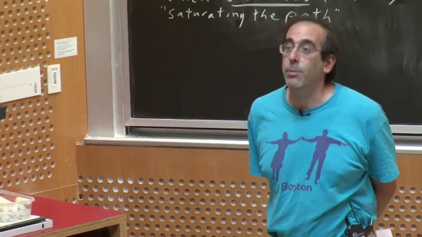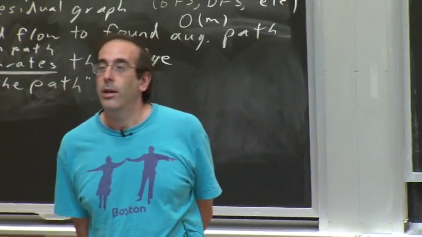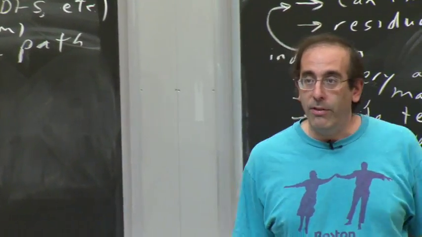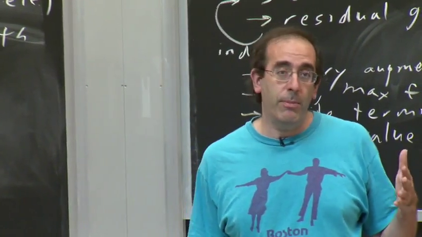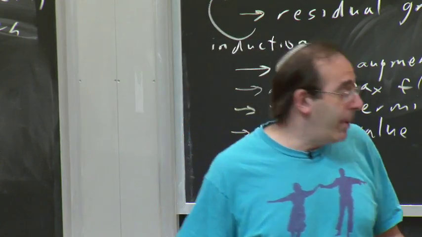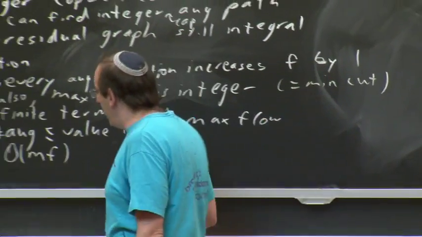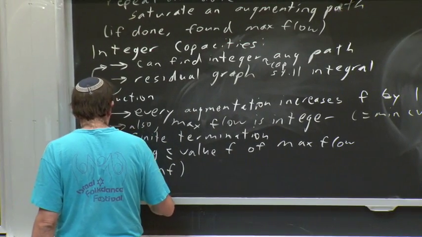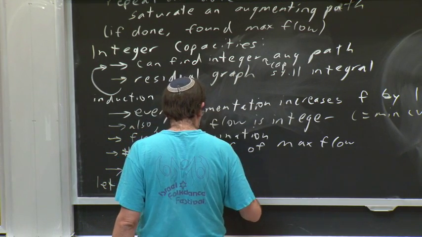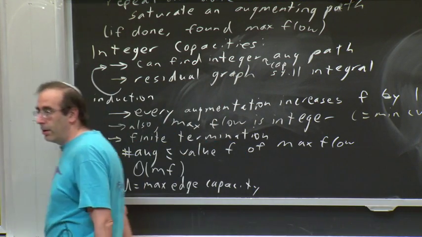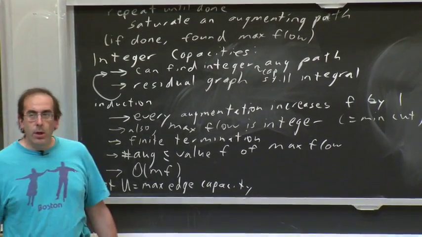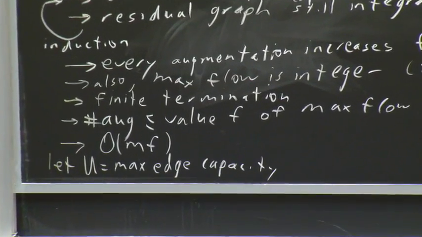Okay, and what happens when we take an arbitrary cut? Yes. Any cut in the graph gives us a bound on the maximum flow. So if we just pick some cut and look at the value on the cut, that gives us a bound on the maximum flow value. So if we let U be equal to the max edge capacity, this is a standard notation, capital U as the max edge capacity. How can we use that to state a bound on the maximum flow?